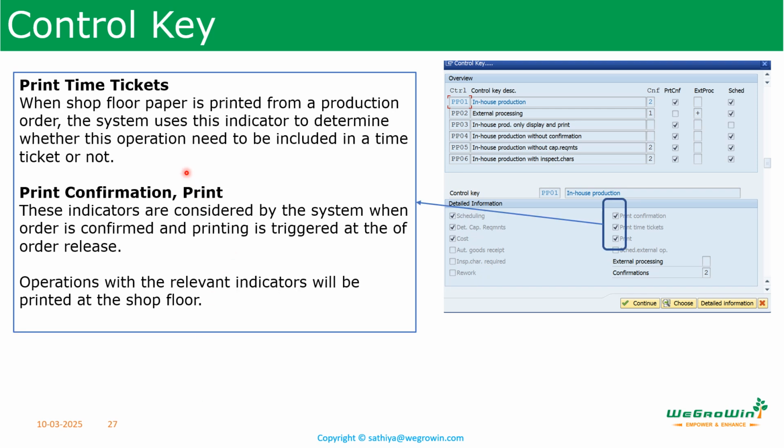And then we want to print out these time tickets and also print confirmation of the orders. All these we can print, and also the shop floor papers to be printed means you have to activate these printing options, right? These are the printing options.